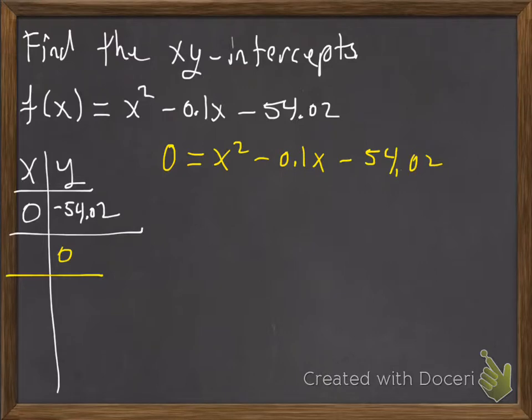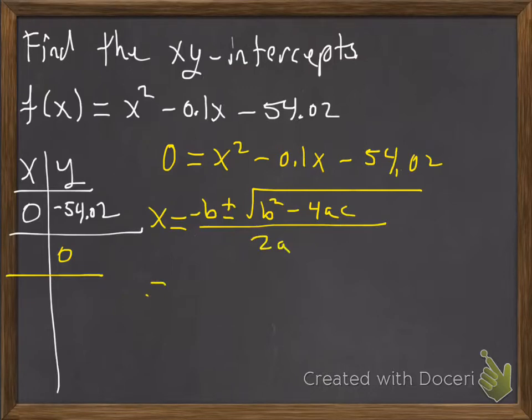This may or may not be factorable. So let's just go ahead and use the quadratic formula. So x is equal to negative b plus or minus the square root of b squared minus 4ac all over 2a. And so in this case, the coefficient on x squared is 1, so the a is 1, the b is negative 0.1, and then the c is negative 54.02.